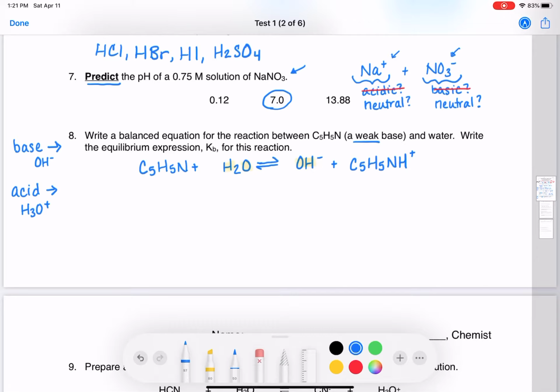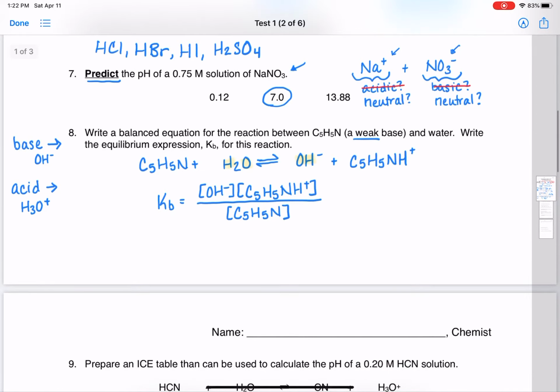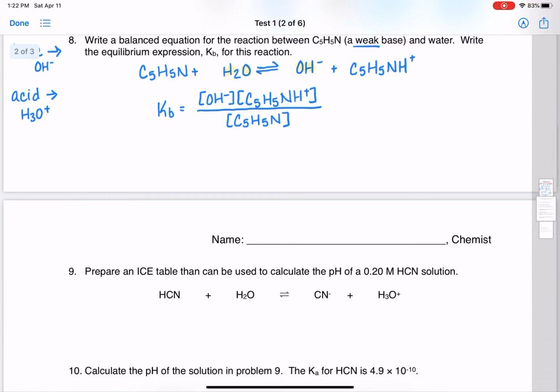Now we have to write the equilibrium expression, Kb. This is going to be our products, OH minus times C5H5NH+, over our reactant, C5H5N. Don't forget you need to leave out water. It's not included in the equilibrium expression because it's a pure liquid.